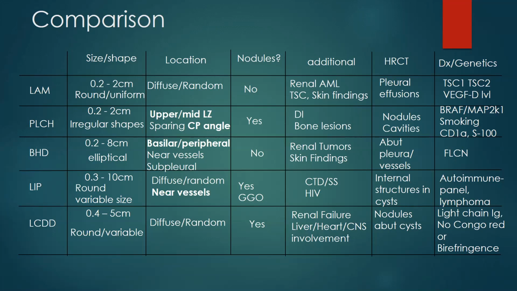And then lastly, for boards and board knowledge, the diagnostic and genetic aspects for each of these. So LAM has TSC1, TSC2, as well as VEGF levels. With pulmonary Langerhans cell histiocytosis, it's CD1a and S100, along with BRAF and MAP2K. With Birt-Hogg-Dubé, knowing the folliculin gene, FLCN. And then with LCDD, being able to differentiate it from amyloidosis, with no Congo red or birefringence being seen.